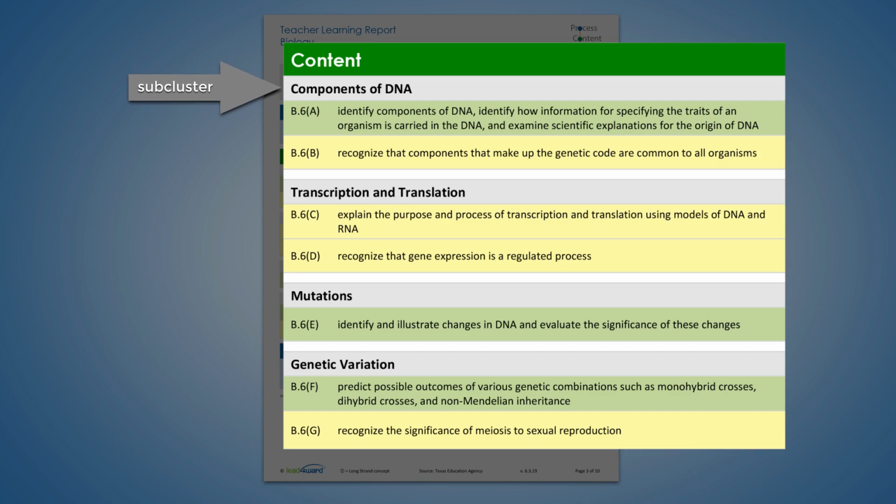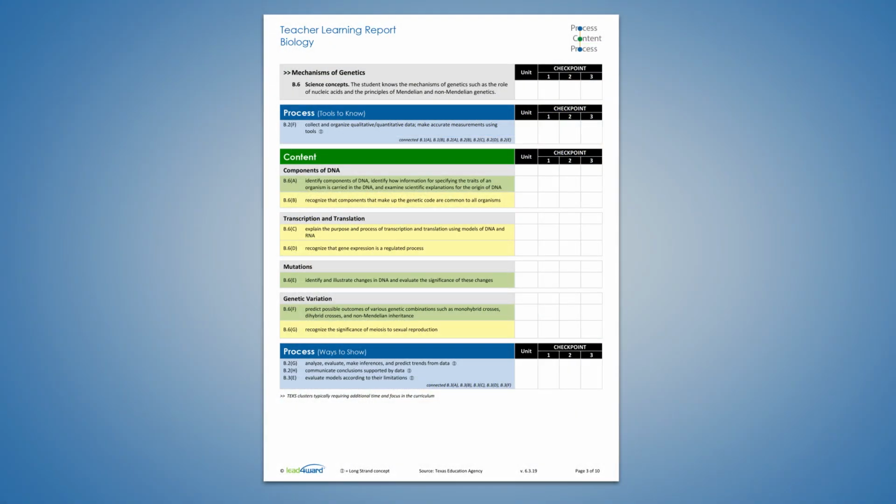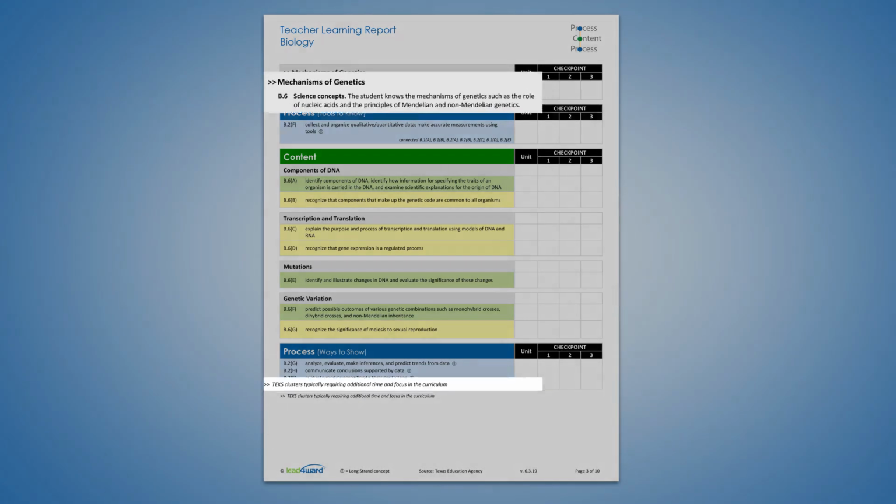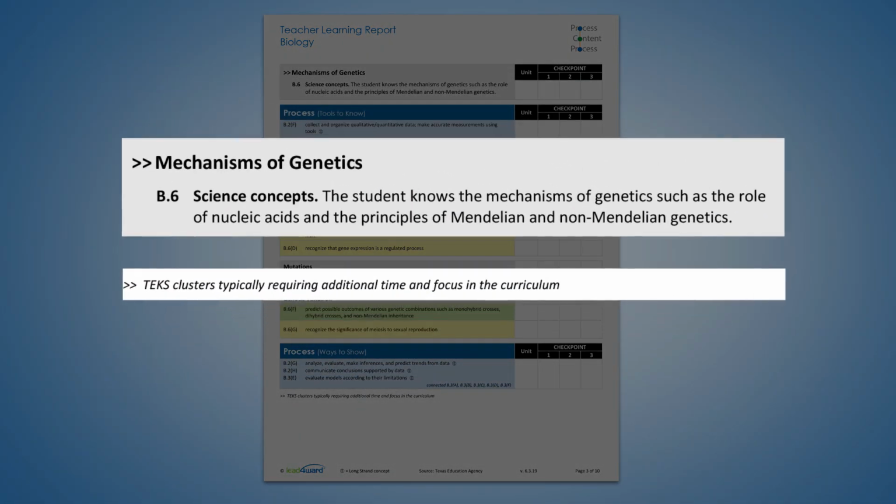Bundles of student expectations within each subcluster may include identified readiness standards in green, supporting standards in yellow, and any non-tested standards in white. And finally, on Science, Math, and Social Studies Teacher Learning Reports, if you see the double arrow symbol, it's telling you that this text cluster deserves a little more attention as they are high-impact concepts. There are typically about 3 or 4 text clusters with double arrows in each course.